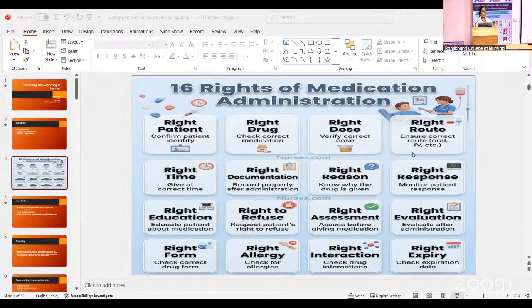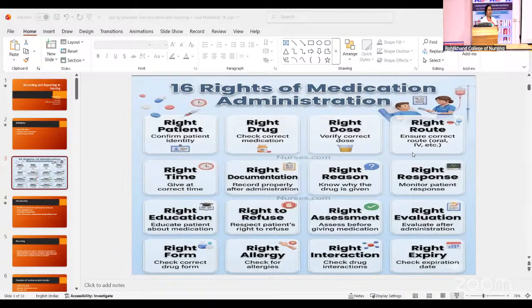Then right reason. If we are giving the drug, we should know the right reason why we are giving the drug to the patient. Likewise, nowadays nurses are withdrawing the drug and infusing the patient, but they don't know what the action is and they don't even know what to tell the patient. So we should know right reason, right response. If I have given diclofenac, what will the response be? It will relieve the pain or not. If I am giving an antiemetic, it will relieve the vomiting. Likewise, we should know the right response.